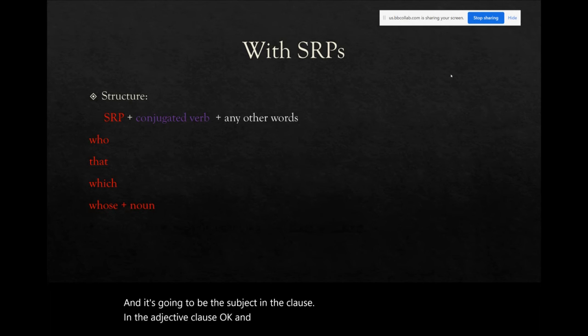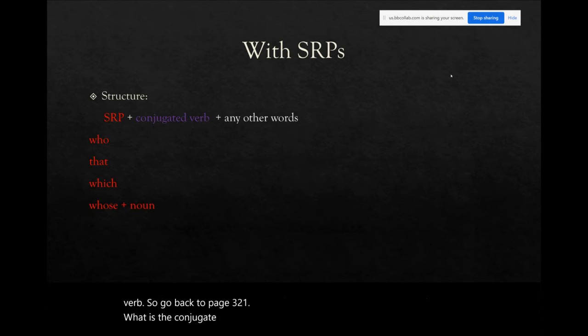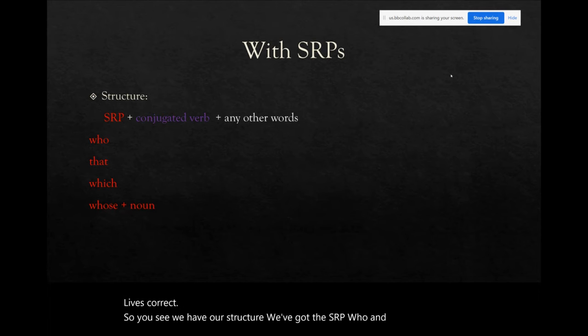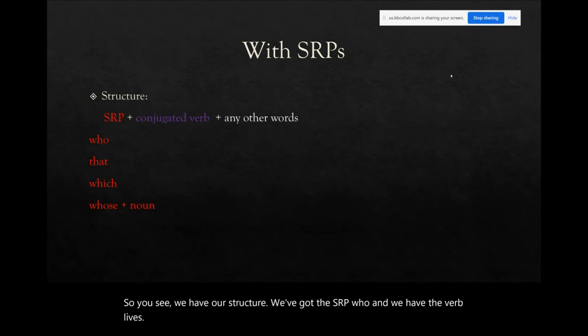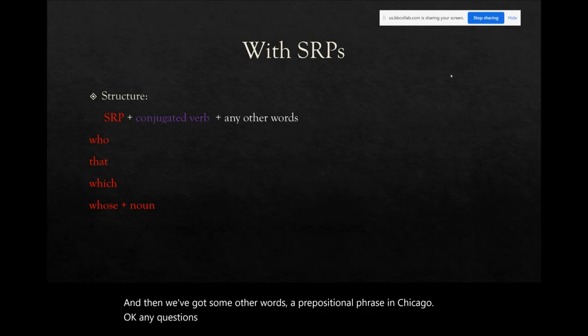And then after the SRP, we always have a conjugated verb. So go back to page 321. What is the conjugated verb in the green letters? Lives, correct. So you see we have our structure. We've got the SRP, who, and we have the verb lives. And then we've got some other words, a prepositional phrase, in Chicago. Okay, any questions so far? No.